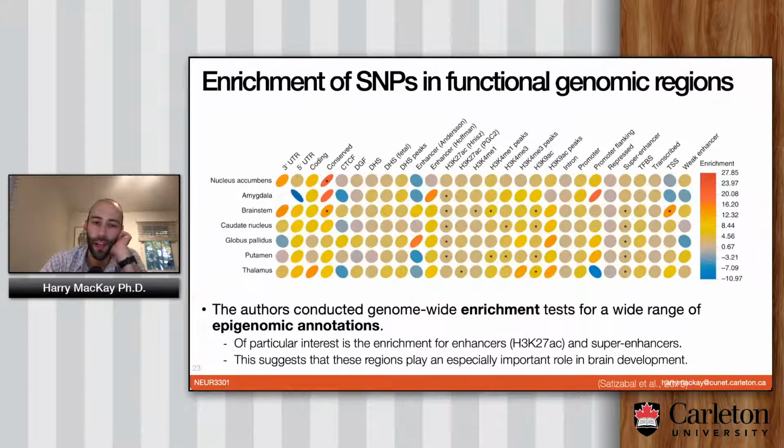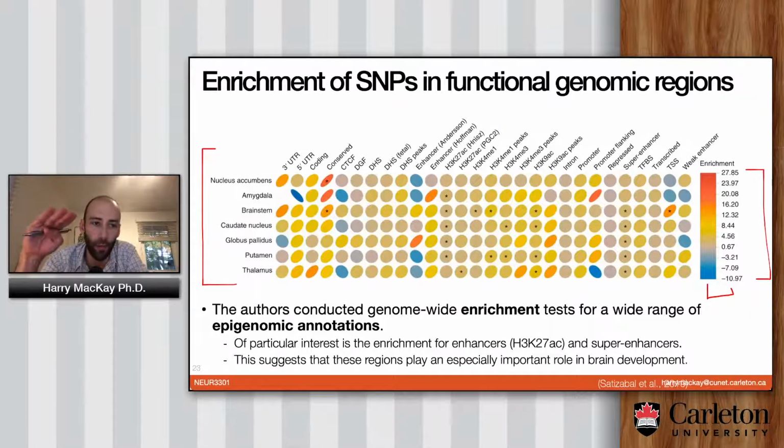So here, the authors of this paper looked at the enrichment of the SNPs they found, the 48 SNPs they found, and various functional annotations for the genome. This is really quite an ugly plot and a little hard to read, so we'll just highlight the key elements of it. The enrichment score is given by the color scale. Red means highly enriched, 27-fold enrichment. Blue means depleted. What that means is there's less overlap than you'd expect by chance.